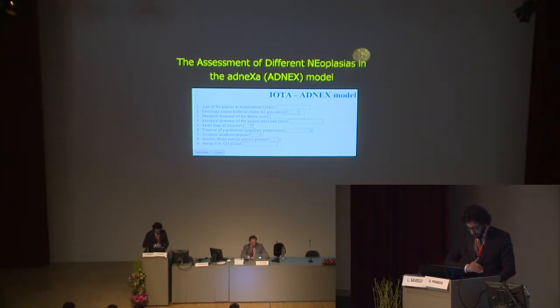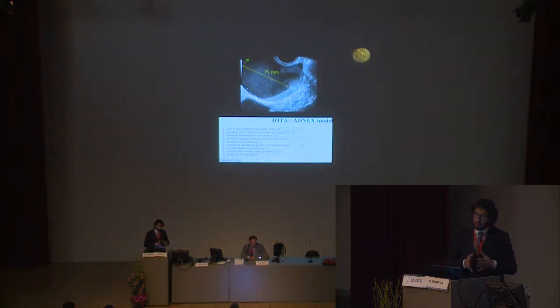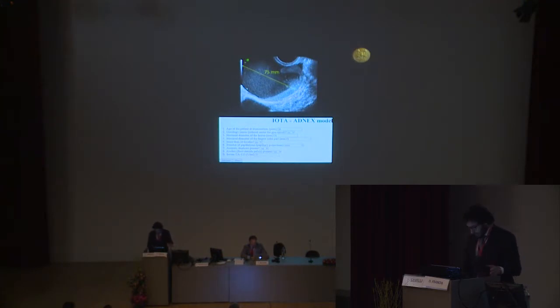So by filling in this layout, the software will tell you the percentage chance that the mass is benign or malignant, and among the malignant ones, the risk of being borderline, stage 1, stage 2 to 4, or metastasis. And here are some examples that I want to show you. This is a mass with a mixed echogenicity of 75 millimeters in maximum diameter. And here are some clips.